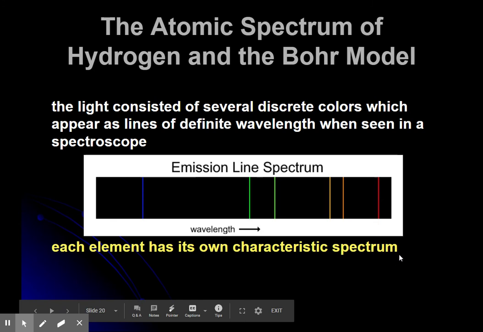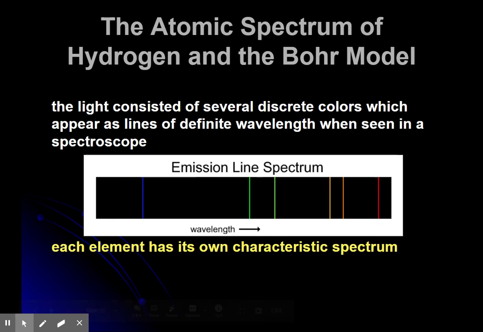This is like a fingerprint for atoms, and we can figure out what things are based on their line emission spectrum. This is how we know pretty much everything we know about stuff in space. We know that the sun is made of hydrogen and helium, and we know that by looking at the spectral lines. And we can see the fingerprint for hydrogen and the fingerprint for helium.